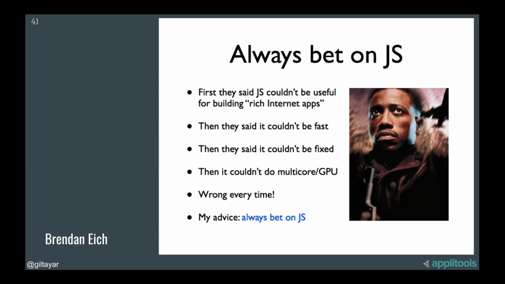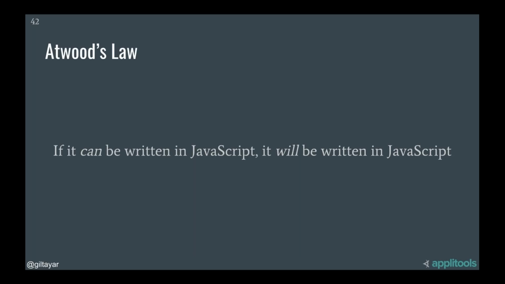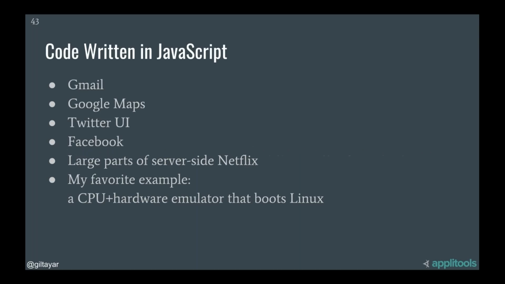But in the end, JavaScript today can do anything from regular web apps to games, multi-user, multi-graphic games. And the second one is my famous one, Atwood's Law. If it can be written in JavaScript, it probably will be written in JavaScript. And a lot of things that people didn't believe could be written in JavaScript today are written in JavaScript. And let's give some examples of things that people wouldn't have thought.